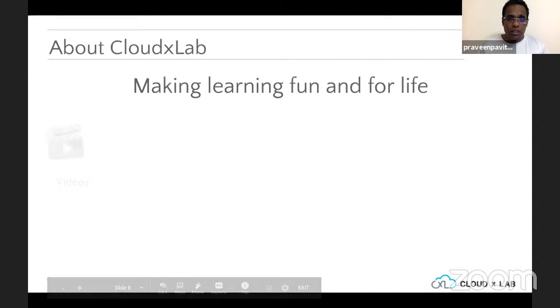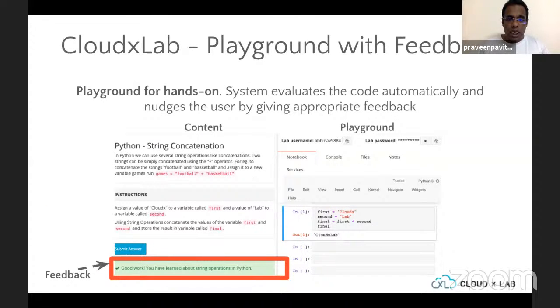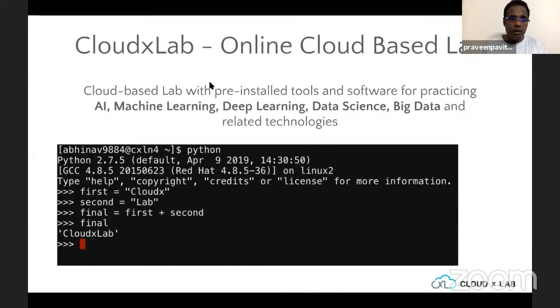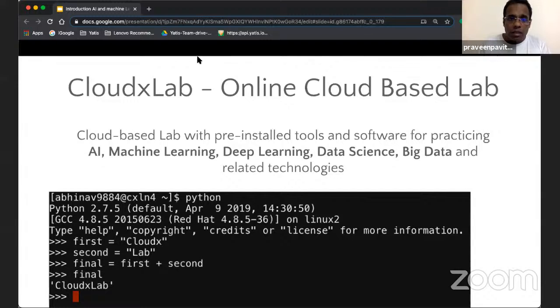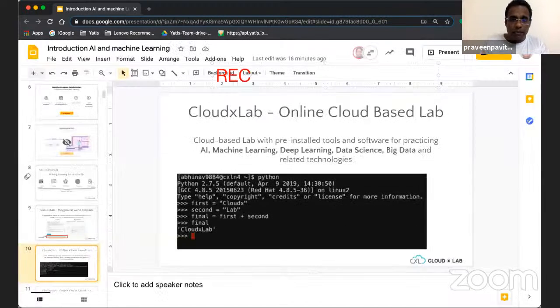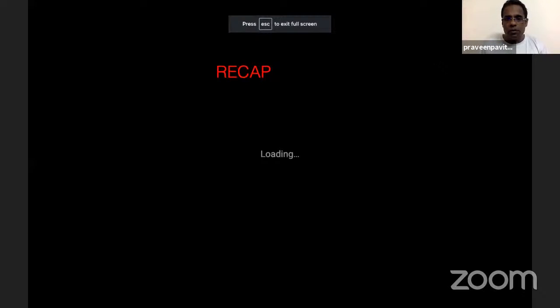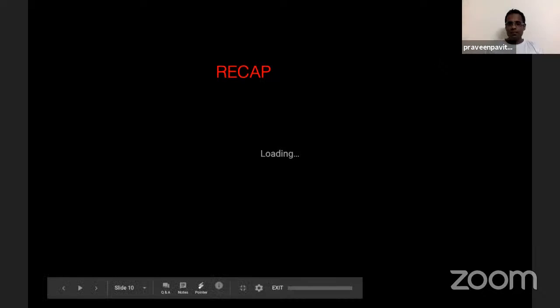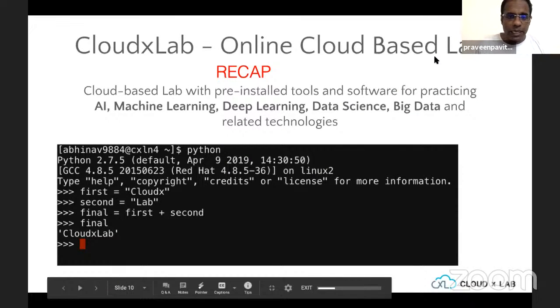Okay, so this was about the machine learning course. This is about CloudxLab. I'm just going to go through it. This is the project. What I'm doing is essentially a recap, so we're doing a recap for now.